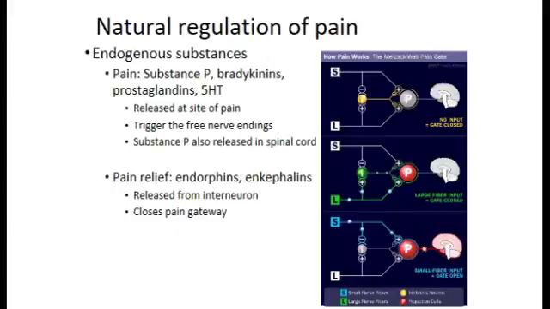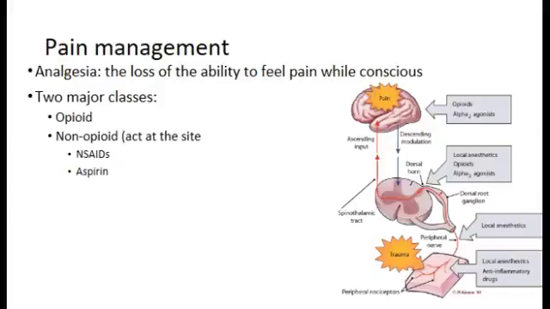Endogenous substances can be regulated within this pain gateway. Enkephalins are released to inhibit projection cells from sending the signal to the cortex, closing the pain gateway. This is where opioids will also work. In terms of pain management, several drugs can help manage pain. Of course, the topic for this lecture is opioids, and these drugs in particular can hinder the pain signal from reaching the cortex by closing the pain gateway within the spinal cord, as well as altering pain perception in the cortex.